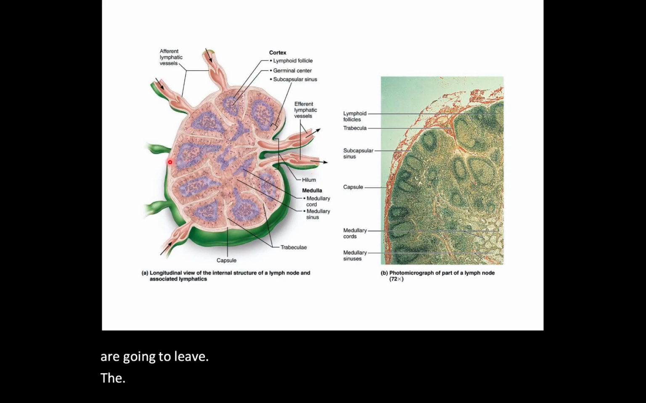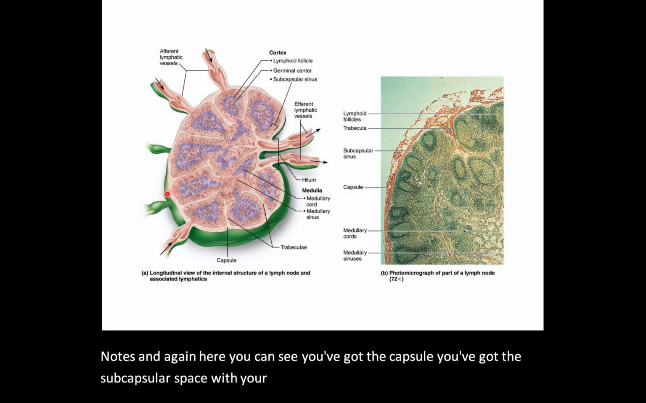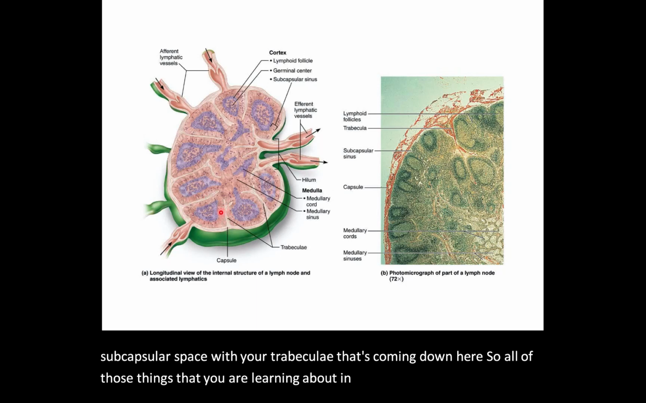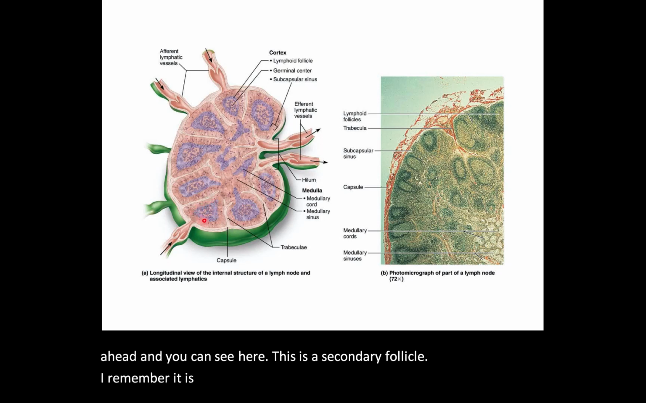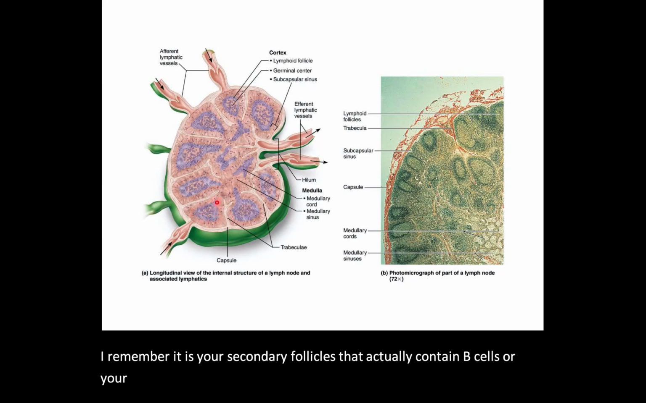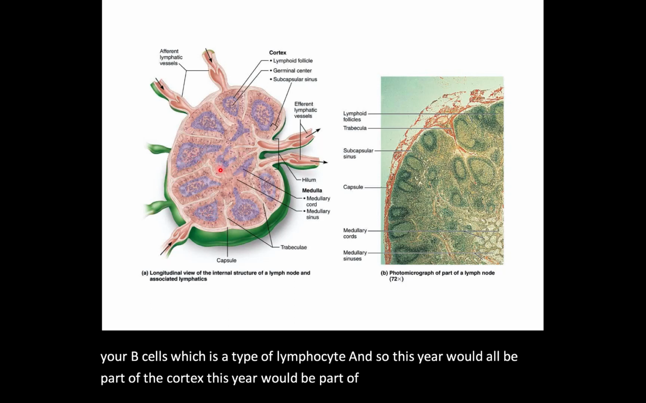And again, here you can see you've got the capsule, you've got the subcapsular space with your trabeculae coming down here. So all of those things that you were learning about in the histology aspect, you can go ahead and see here. This is a secondary follicle. Remember, it is your secondary follicles that actually contain B cells, which are a type of lymphocyte. And so this here would all be part of the cortex. This here would be part of the medulla.